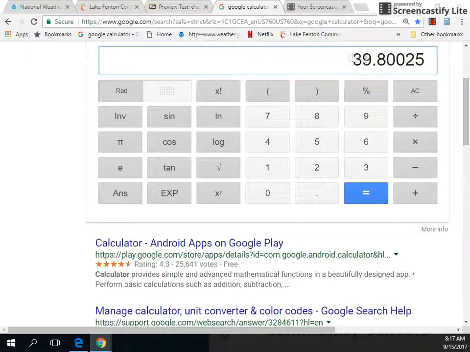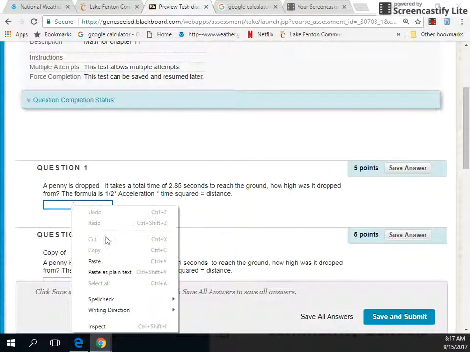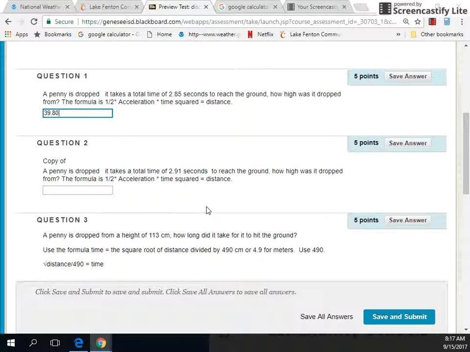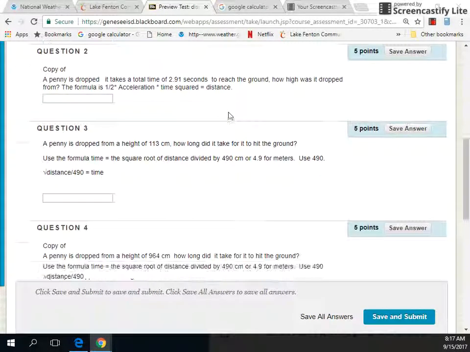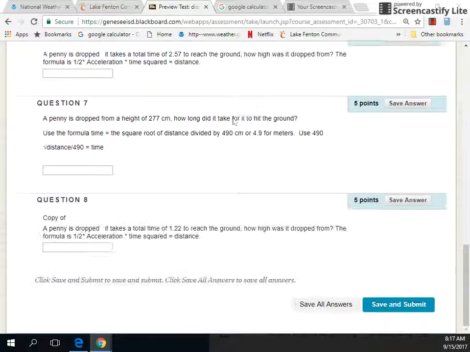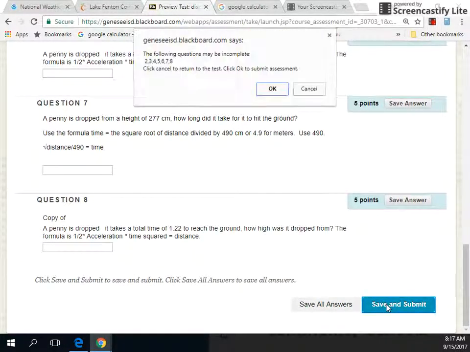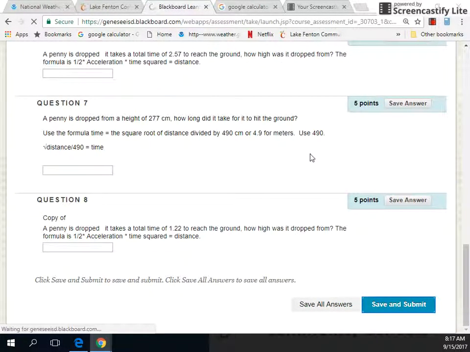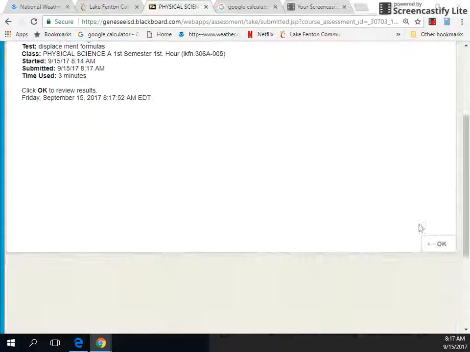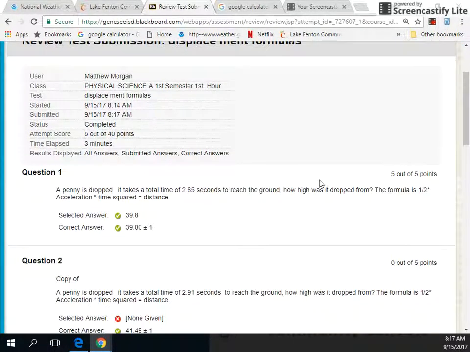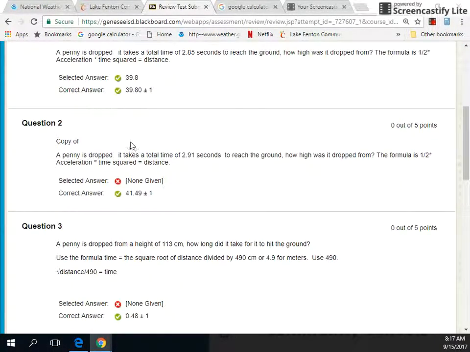So what you can do is just go to your second decimal and copy and paste that. And it doesn't have units here, so we're not going to worry about units. Generally, I say units. And so I'm going to save and submit this and see if I'm right. Yay!